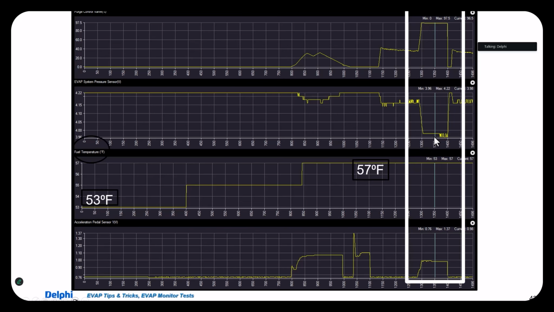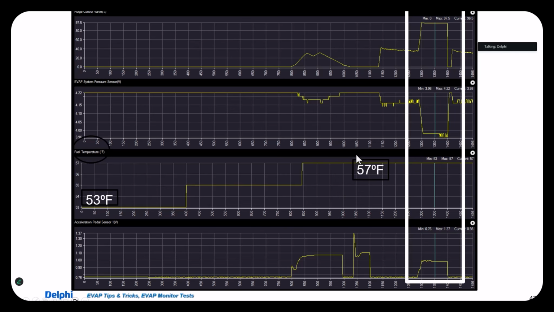The vacuum decreases, and Nissan uses voltage, not pressure. When I see a Nissan go under 4 volts, I know we are doing the large leak test. This is the large leak test right here, but it would not run until this had reached a 4 degree rise. In this case, 57 degrees.